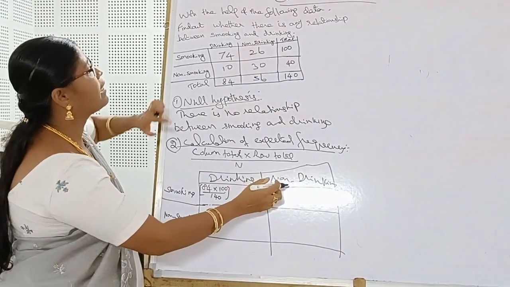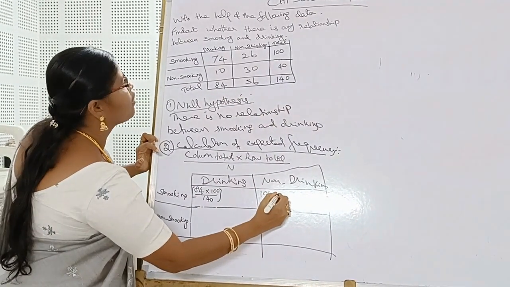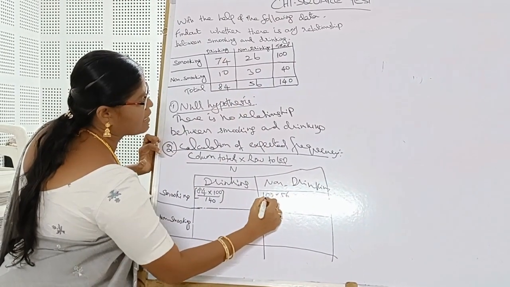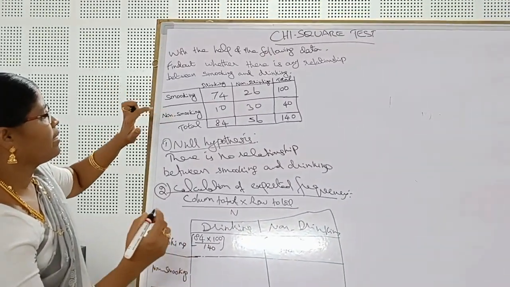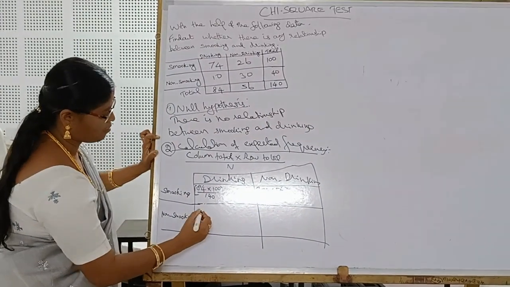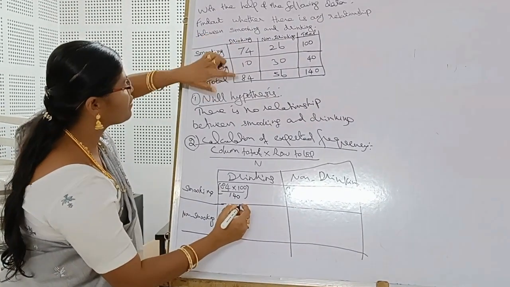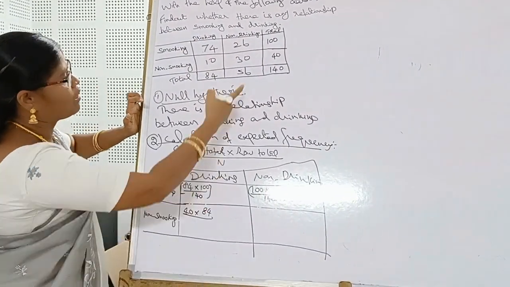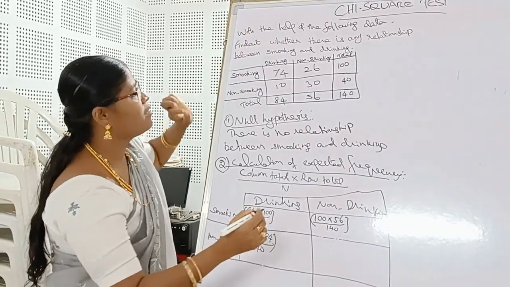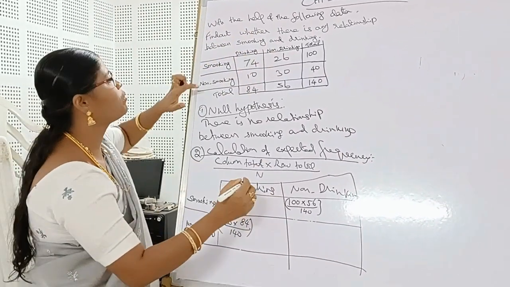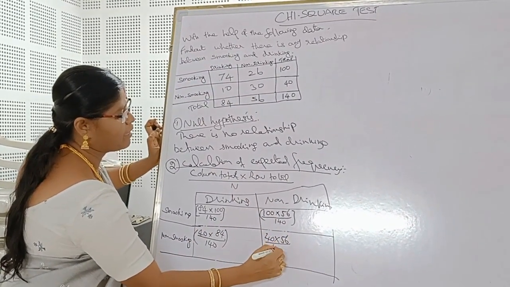And regarding the smoking and non-drinking cell, the row total is 100 and the second column total is 56, divided by 140. And next one, non-smoking and drinking. Non-smoking, the row total is 40 and the drinking total, first column total, is 84 and the overall total is 140. And non-smoking and non-drinking, that is second row and second column. Second row total 40 and second column total 56 divided by 140.